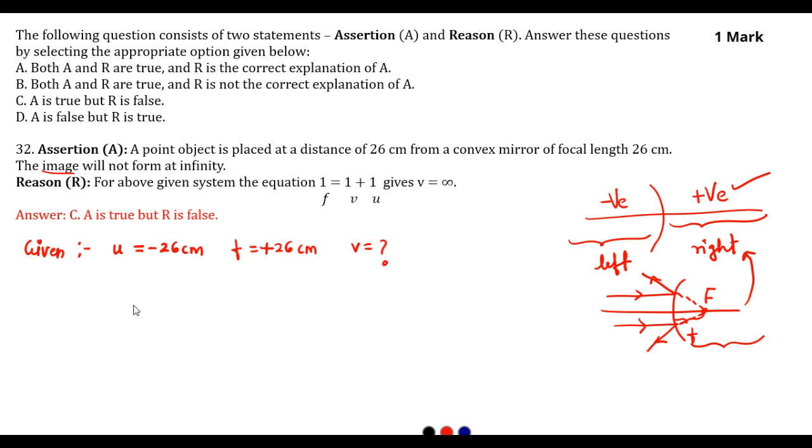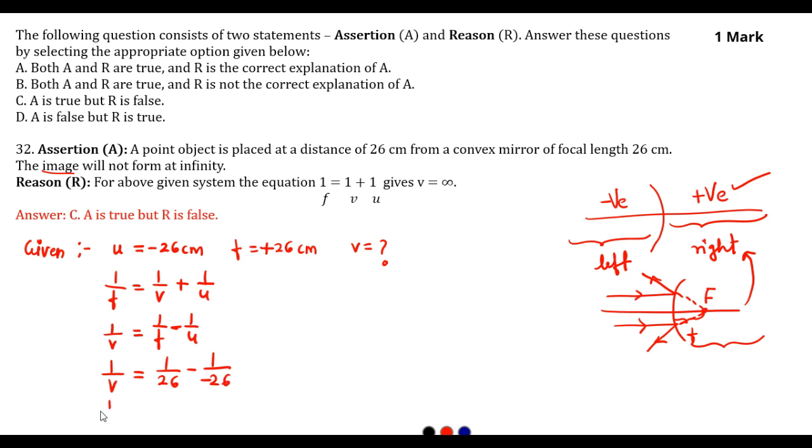Now use the mirror equation formula, that is 1 by f is equal to 1 by v plus 1 by u. This is the formula. Now we have to rearrange the formula because we want to calculate v here. And once we rearrange, what we are going to get is 1 by v is equal to 1 by f minus 1 by u. This sign writing is very important. You should not go wrong while rearranging the equation. Now substitute the values. 1 by v is equal to 1 by 26 minus 1 by minus 26, because u is negative. So minus of minus, it will become plus.